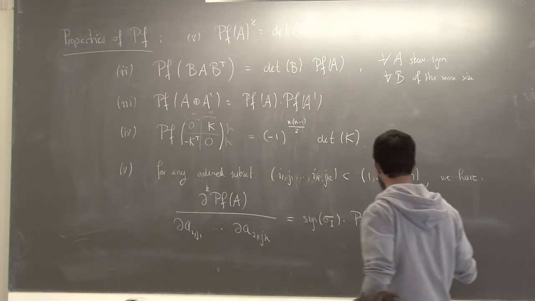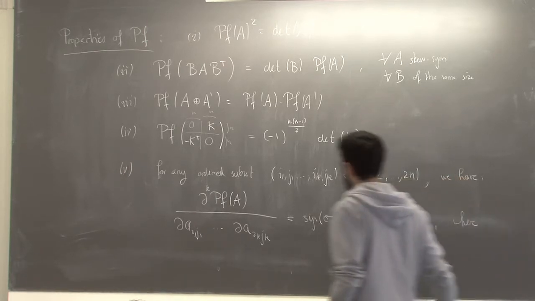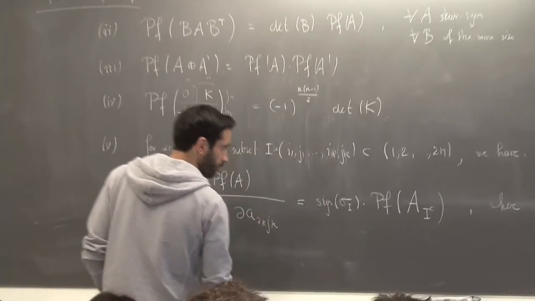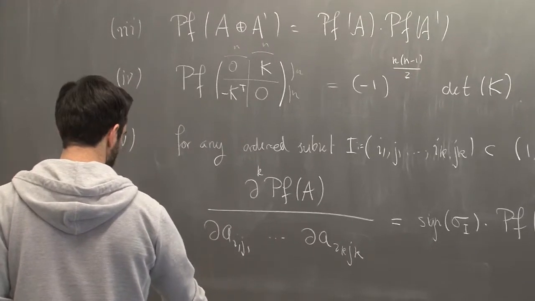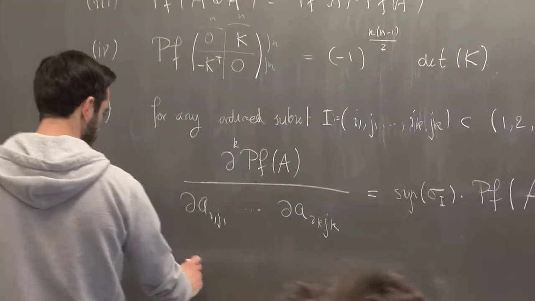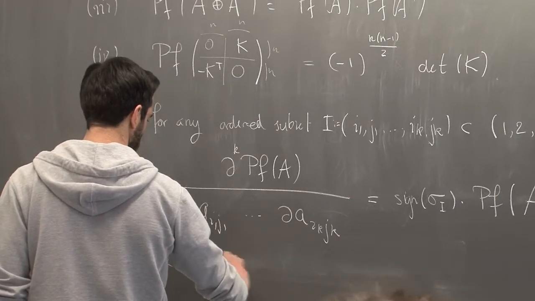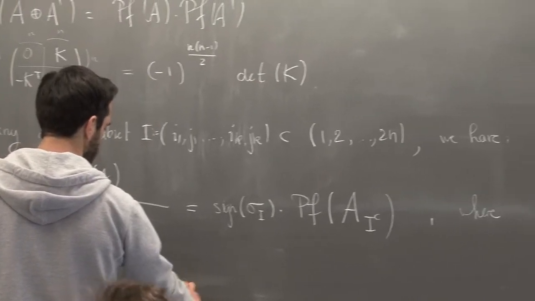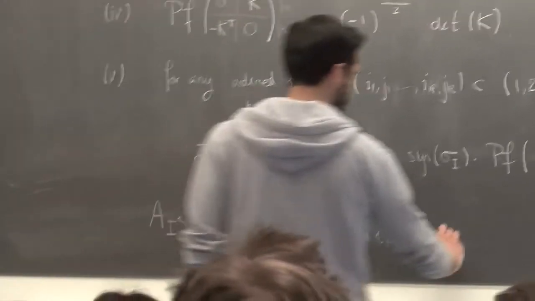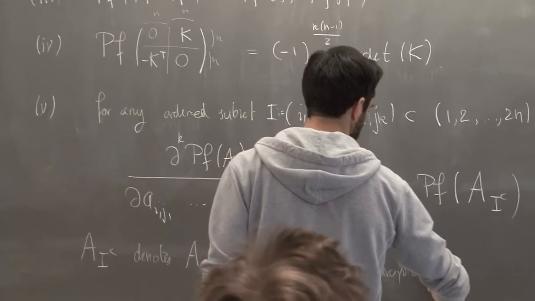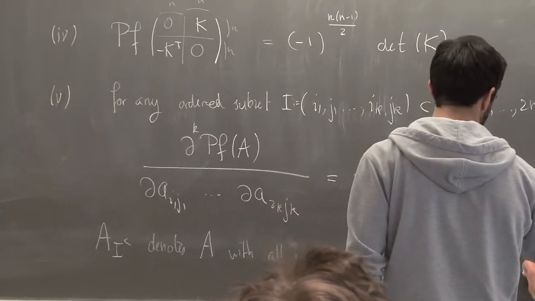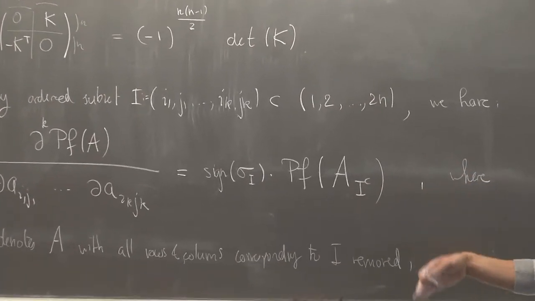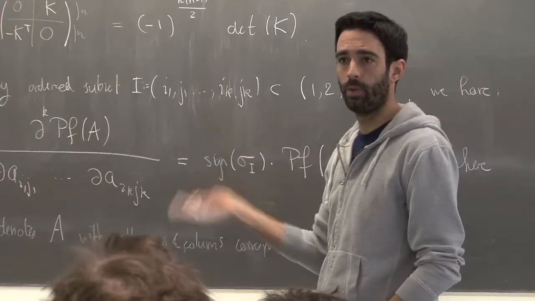So let me explain this. Where I is this subset. A_{I^c}, C is for complement, denotes A with all rows and columns corresponding to I removed. So you take A, and each time you have a row or a column whose index is in I, then you remove it.